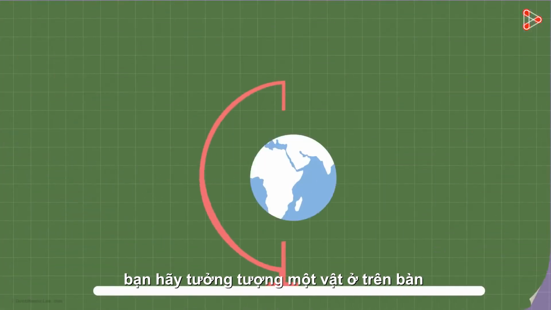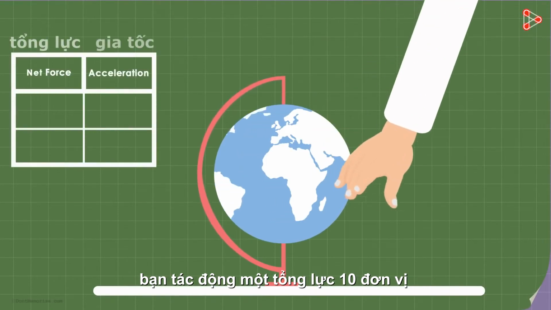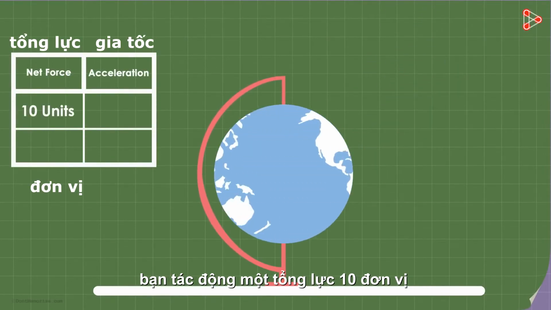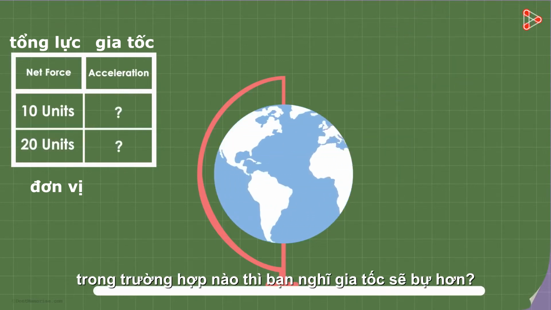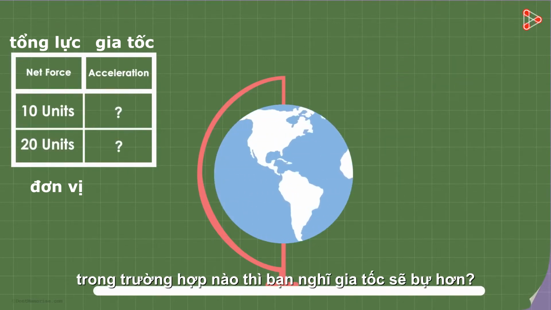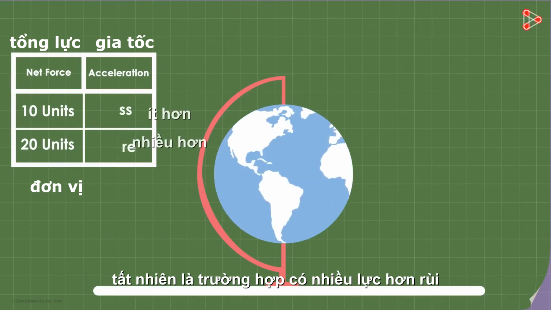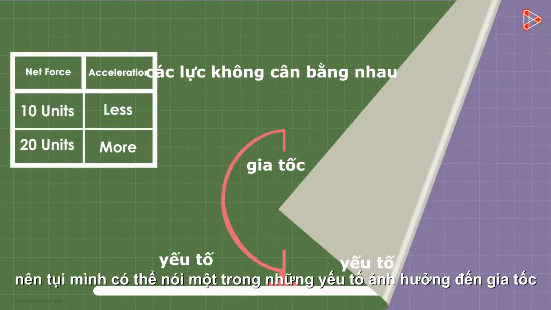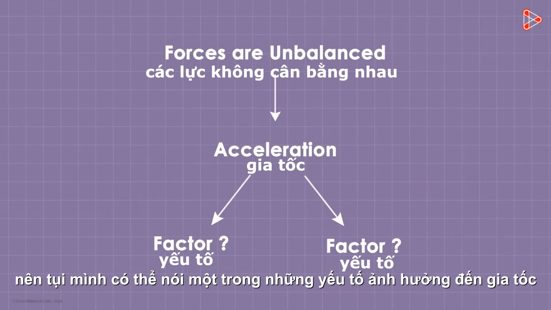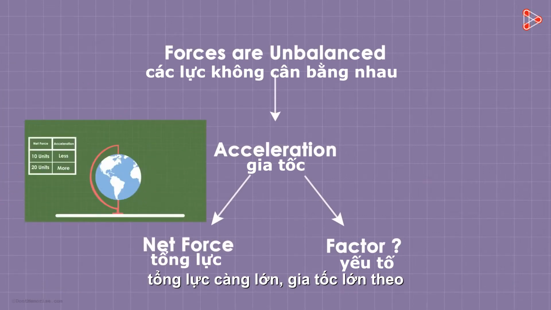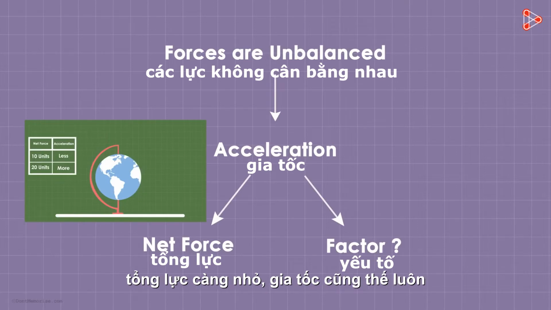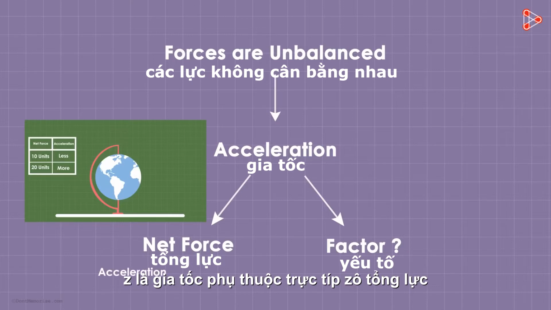Okay, let's say there's an object on a table. You apply a net force of 10 units on it. And then you apply a net force of 20 units on it. In which case do you think the acceleration will be more? Of course, the one in which the force was more. So we can say that one of the things the acceleration depends on is net force. If it's more, then more will be the acceleration. If it's less, then lesser will be the acceleration. Acceleration depends directly on the net force.